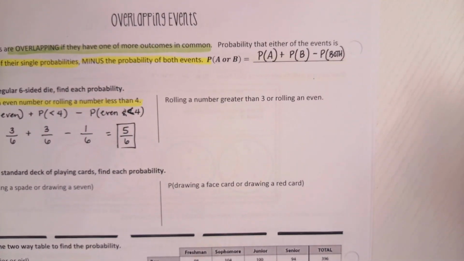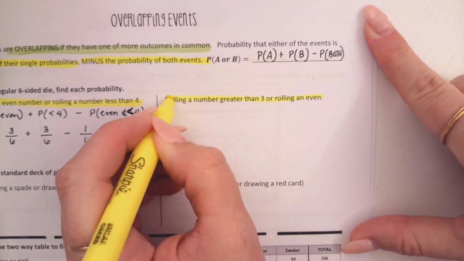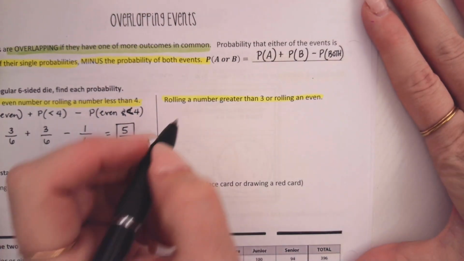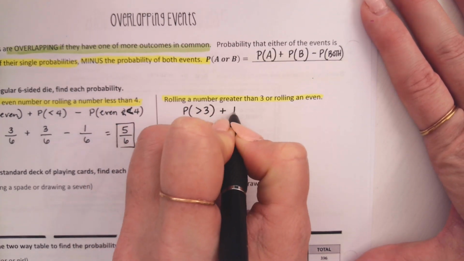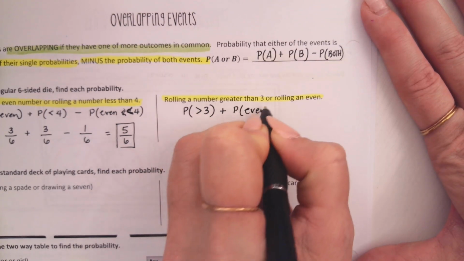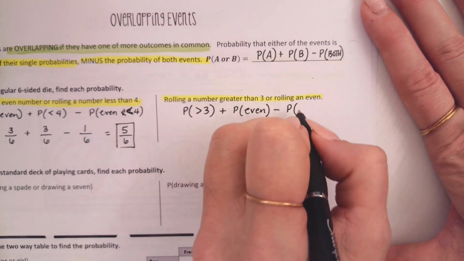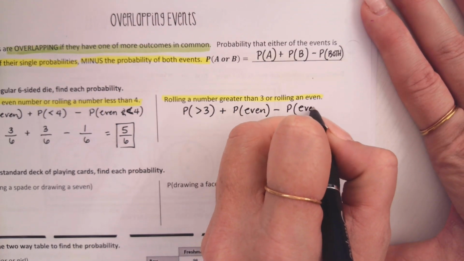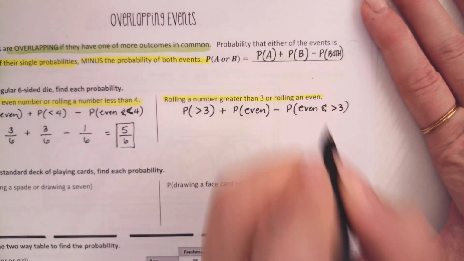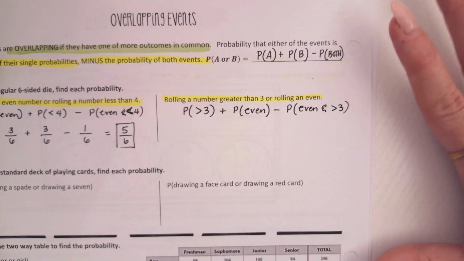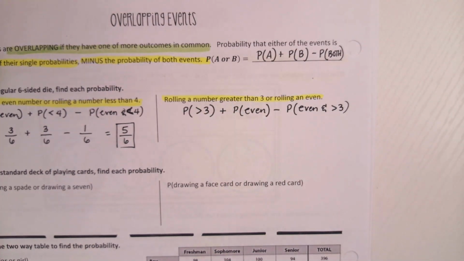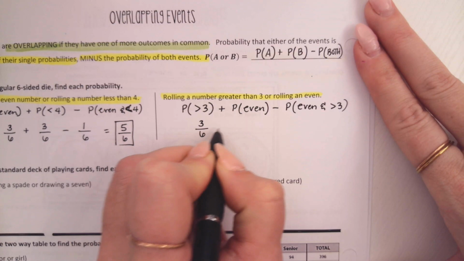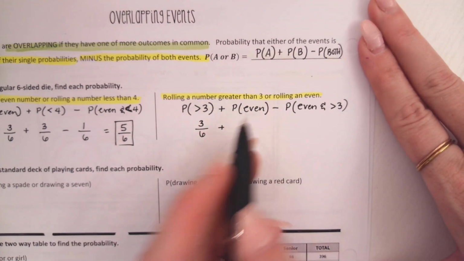Probability of rolling a number greater than 3 or rolling an even. Let's see. Probability of greater than 3 plus probability of even minus probability of even and greater than 3. Okay, how many numbers on a die are greater than 3? There's 3, yeah, 4, 5, and 6. So 3 out of 6. Plus probability of even, we already know that. 3 out of 6.